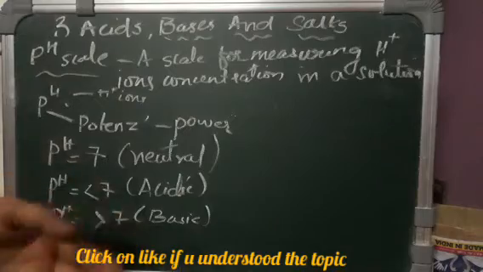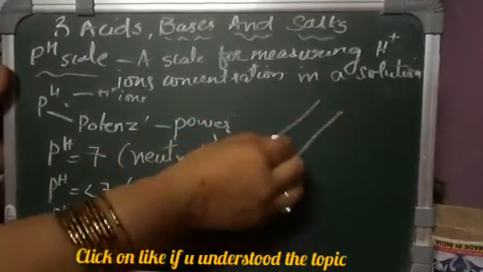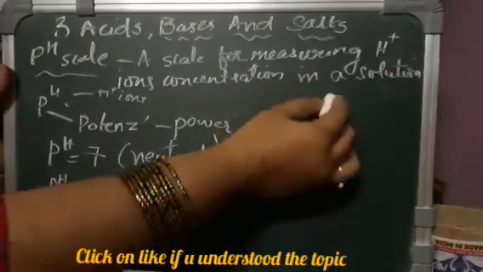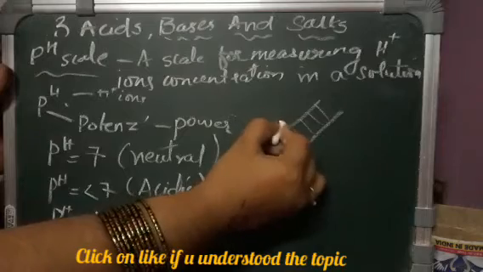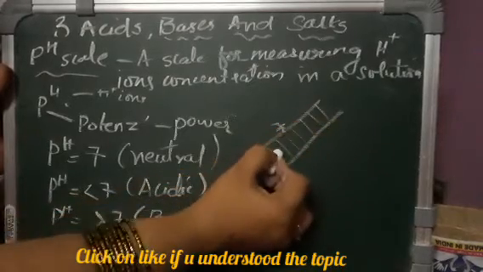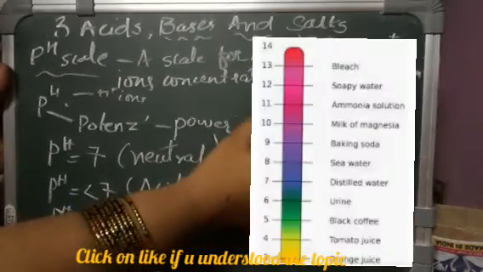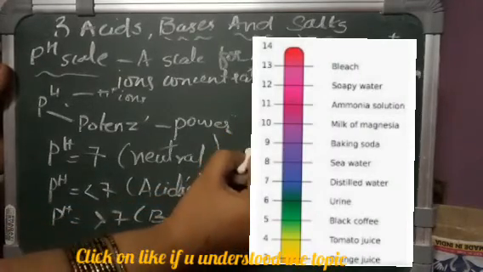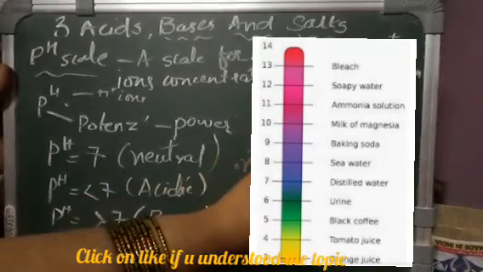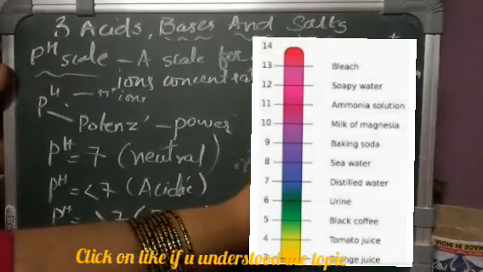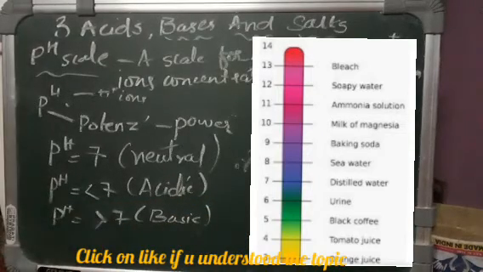Suppose this is the strip and it contains different layers like this. Wherever the color is changing, suppose this is 7, and the color has changed till here, and you find some color, the number is starting from here like this, 8, 9, 10. So it is above 7, isn't it? It is more than 7, that means it is basic.